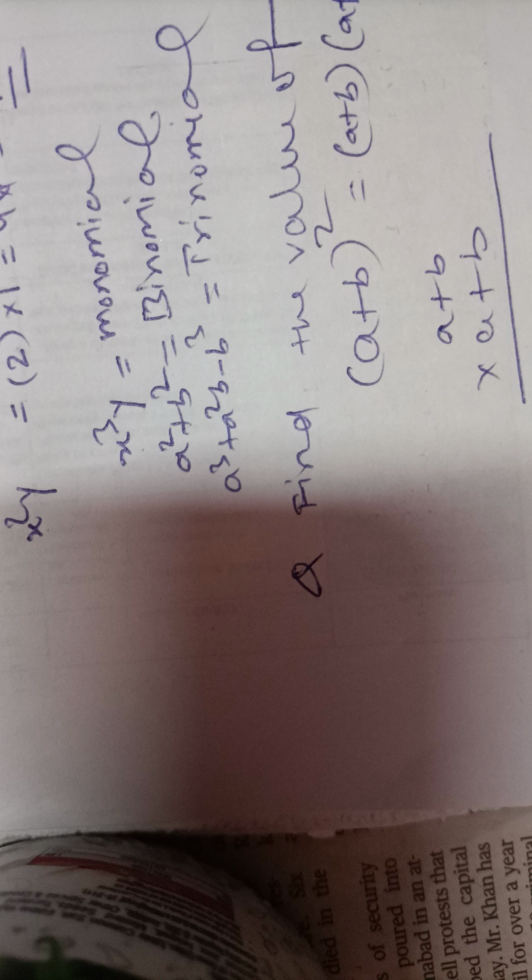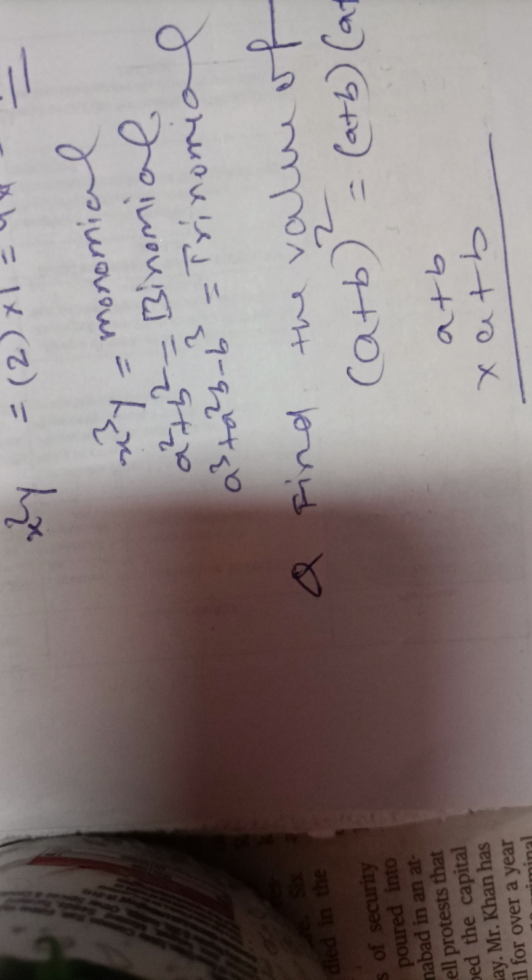Constant is a term whose value never changes. For example, the value of 5 could not be changed. But x square and y is the variable. Its value could be varied time to time. Anybody can assume, let's find the value of this expression when x is equal to 1 and y is equal to 2. Means variable can be changed anytime.